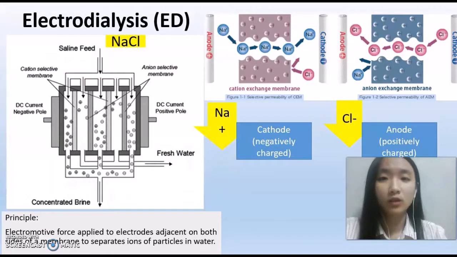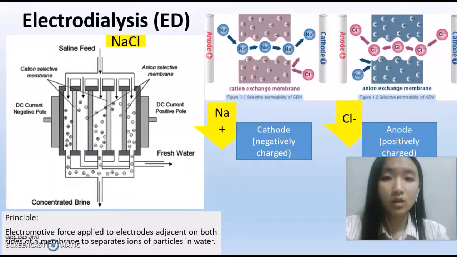The first technique of seawater desalination is electrodialysis. The principle behind ED is the electromotive force applied to the electrodes adjacent on both sides of membranes to separate ions of particles in water. Inside the ED unit, there are an anode and a cathode with a stack of ion exchange membranes immersed in solution. Seawater passing through ED will be ionized into positive and negative ions. The positive sodium ions will move to the negative cathode passing through the cation exchange membrane, while negative chloride ions will move to the positive anode passing through the anion exchange membrane. So fresh water is produced at last.